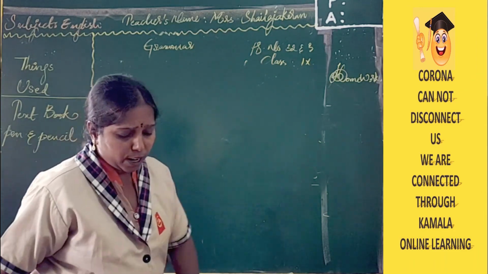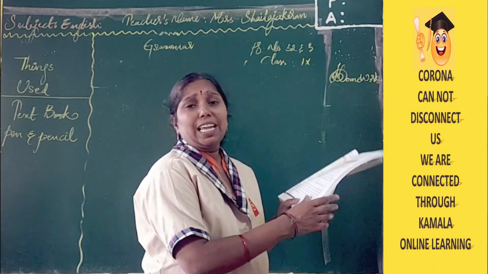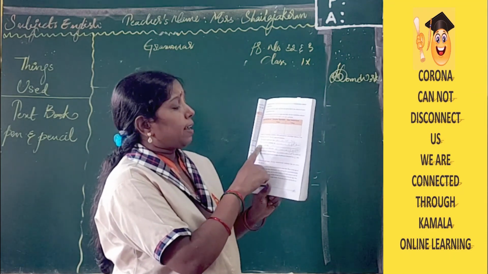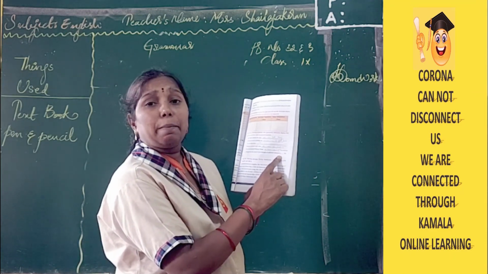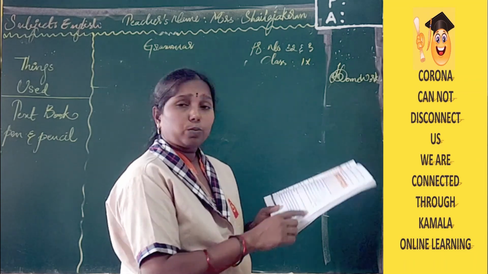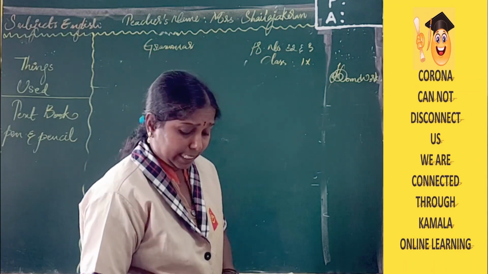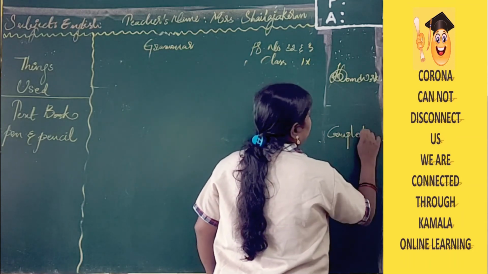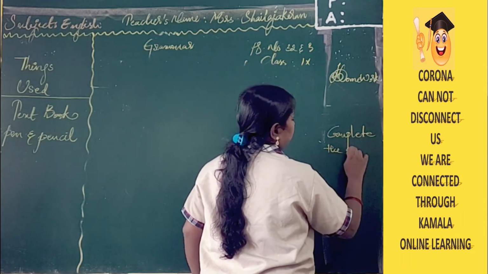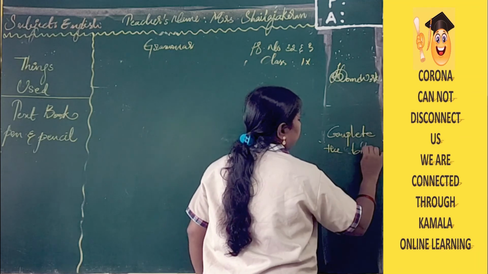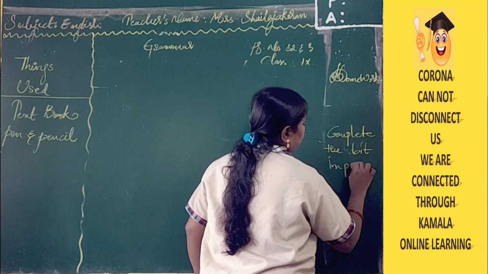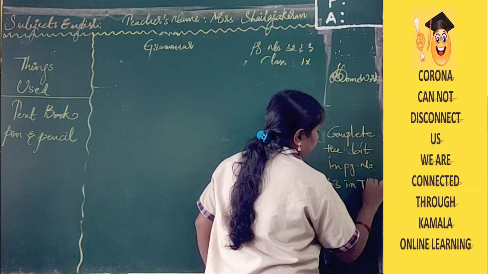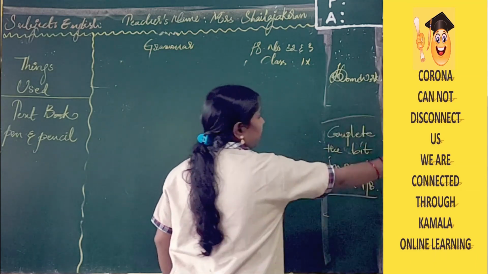Now, what is your homework? In page number 33, you have an exercise with this. Here you have adverbial clauses, and in brackets it is mentioned what you should write. You should complete that exercise. Complete the exercise on page number 33 in the textbook. This is your homework related to grammar.